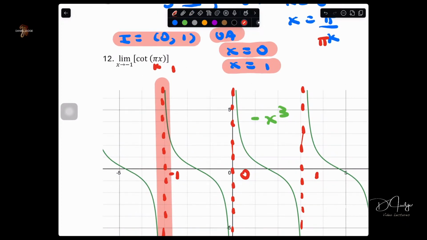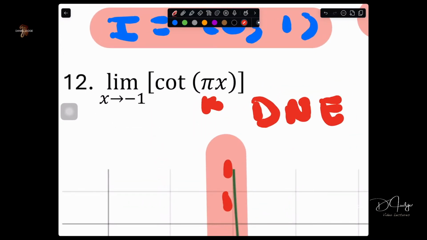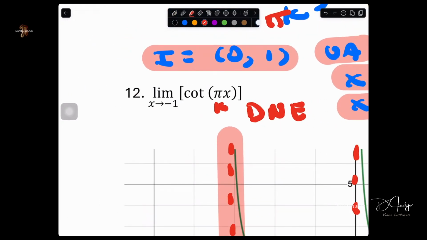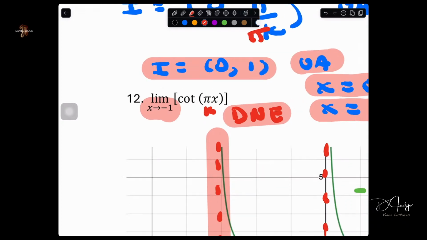So that means my limit does not exist, because they didn't ask for a direction here. They say, what's the limit as x goes to negative 1? They didn't ask going to negative 1 from the right or the left. So again, it's a very simple thing to know: where are your vertical asymptotes? And if the limit is at a vertical asymptote, the answer is going to be does not exist.